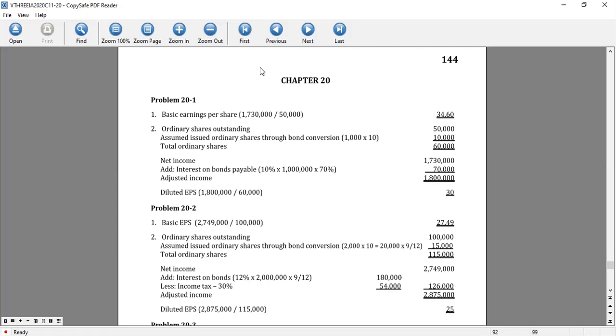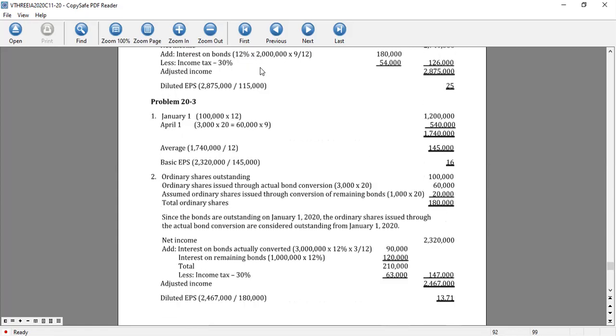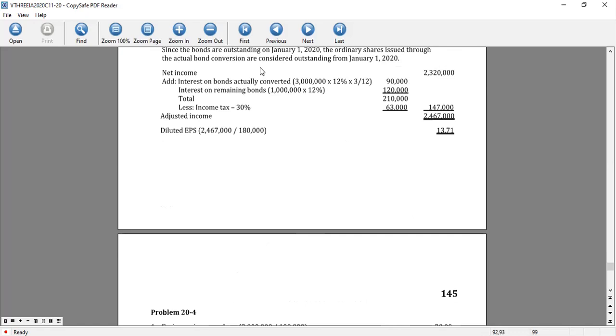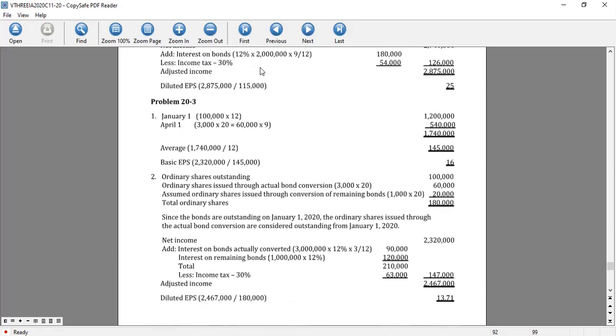115,000 total ordinary shares. Now we are adding back interest, the fact that in arriving at the net income, we deducted interest on bonds. So we have to add back in order for us to arrive at the adjusted net income, considering that the bonds, you have the privilege of converting them to shares of stocks. So in the event that you will convert them to shares of stocks, you will no longer be paying interest.